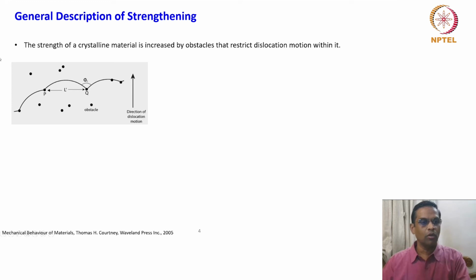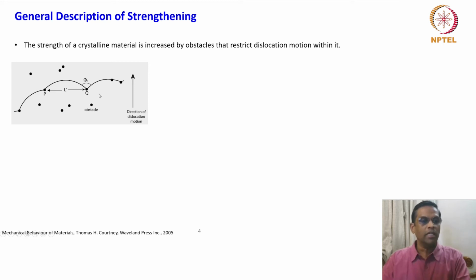So let us look at the schematic here. What is shown here? What you are seeing here is a matrix where you have all the dispersion kind of obstacles. We are not defining this, and this is the dislocation motion direction. And what you are seeing is the dislocation line which is trying to pass through this obstacle.